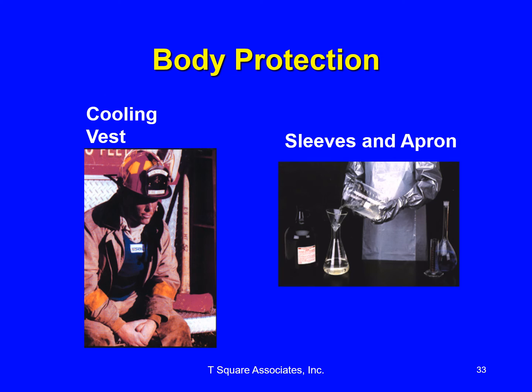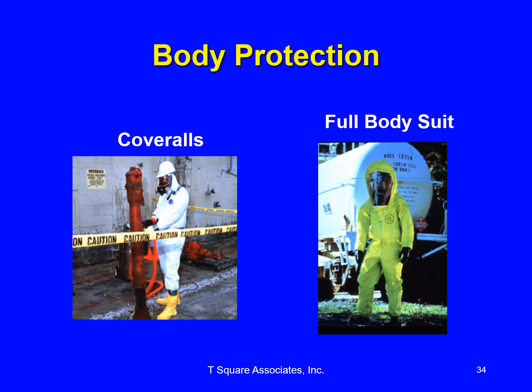Here are some examples. A cooling vest is a good thing that can be used in a hot area. And here's another example of sleeves and apron. And then here's an example of coveralls, just what we call a Tyvek suit, or what I call a hazmat suit, the green one.